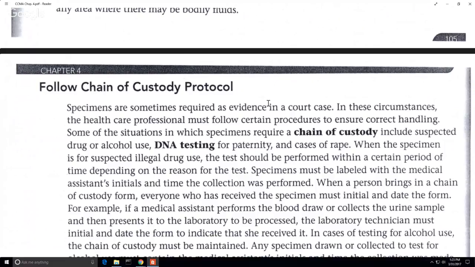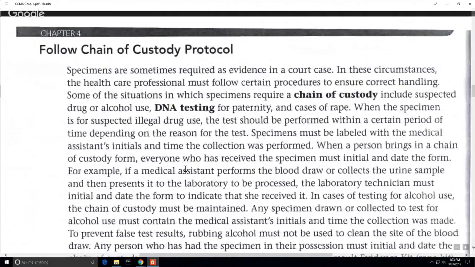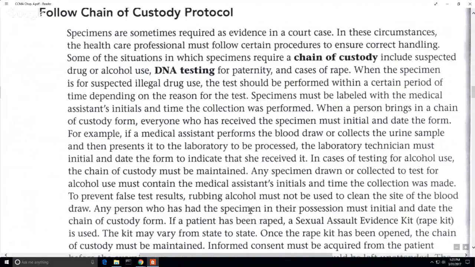For example, if the medical assistant performs the blood draw or collects the urine sample and then presents it to the laboratory to be processed, the lab technician must initial and date the form to indicate that she received it. So in case of testing for alcohol use, the chain of custody must be maintained. Any specimen drawn or collected to test for alcohol use must contain the medical assistant's initial and the time the collection was made.